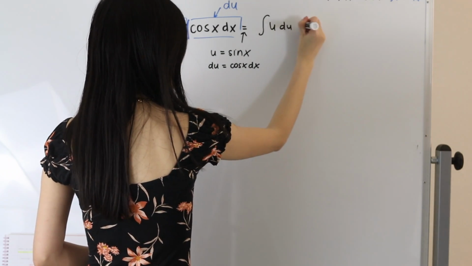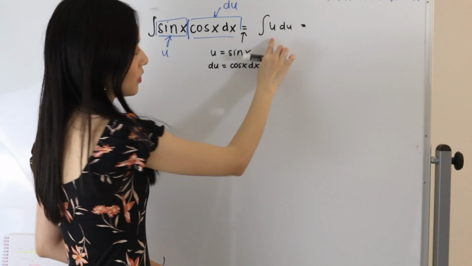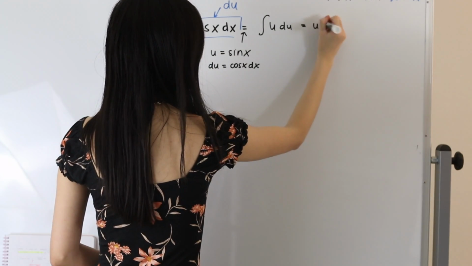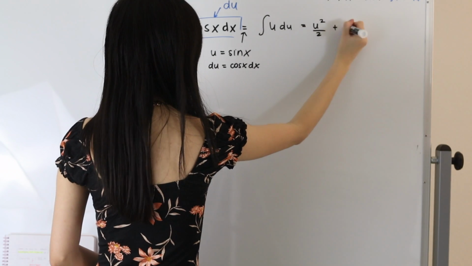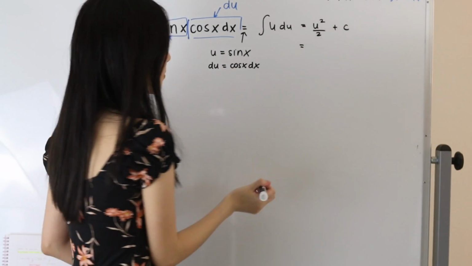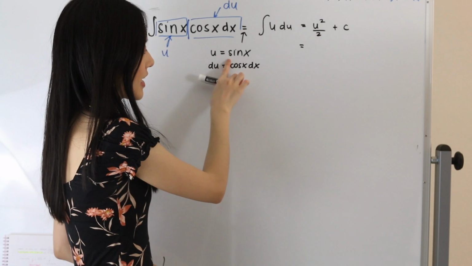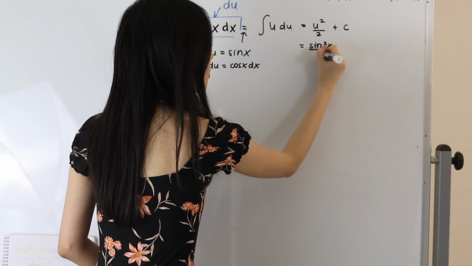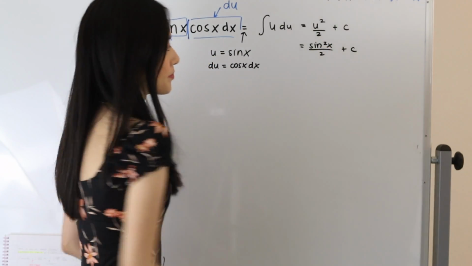Then this integral simplifies down to the integral of u du, and so we can just use our power rule, and we are going to get u squared over 2 plus a constant. And then let's plug back in what u is, and that is sine of x. So we get sine squared of x over 2 plus c.